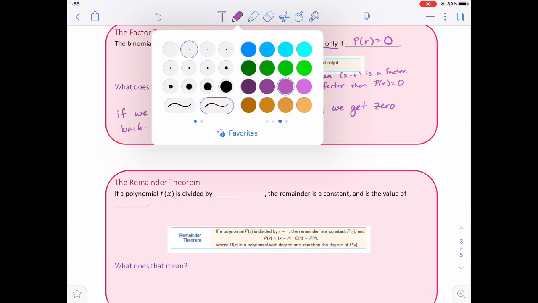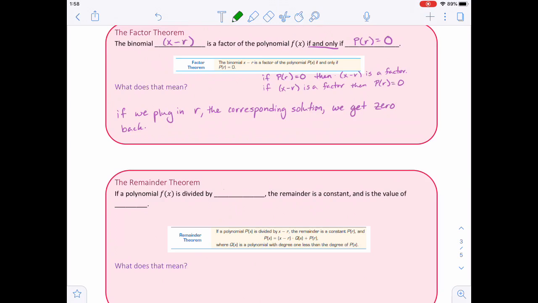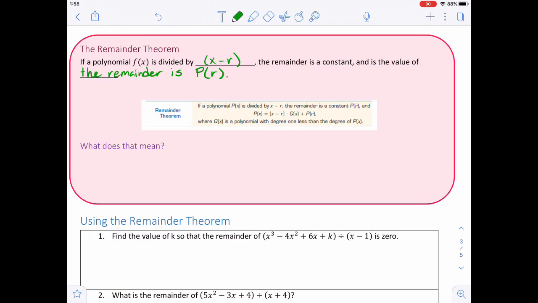So what this says is if polynomial f of x is divided by x minus r, the remainder is a constant, like 3, a number. We're going to make this line a little bit longer than it is. The value of the remainder is p of r. Let's reword that. So what that really means is that the remainder, when we divide by something like x minus r, is the function value.